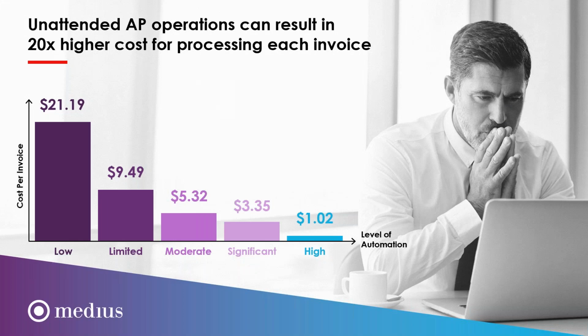And one other thing I would like to tell you, if you have unattended AP operations, it can result in 20 times higher costs for processing each invoice. On the vertical line, you see the cost per invoice, and on the horizontal line, you see the level of automation. The higher the level of automation, the lower the cost per invoice will be. So if you look at some different technologies, you can see the different phases in a level of automation.